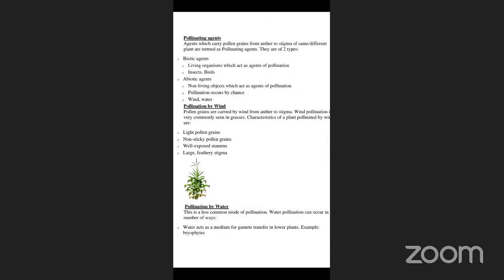Anther means the pollen grain sheath. An anther contains a number of pollen grains covered by one sheath or layer. That is called the anther. But the pollinating agent carries the complete anther.